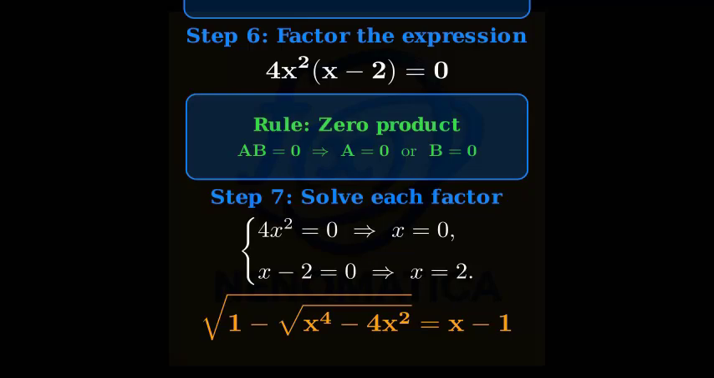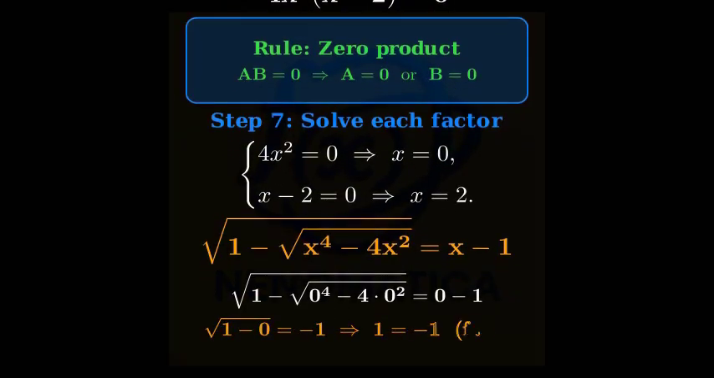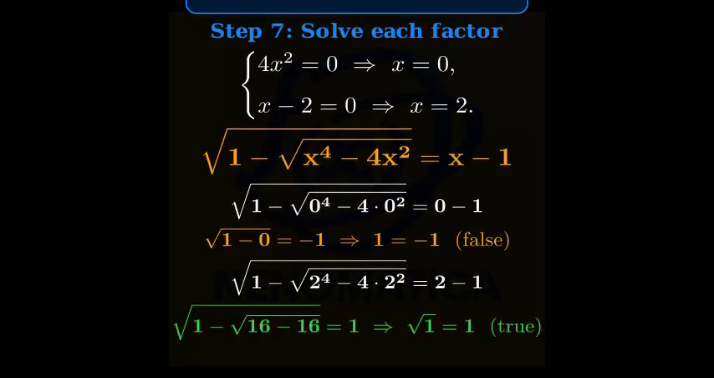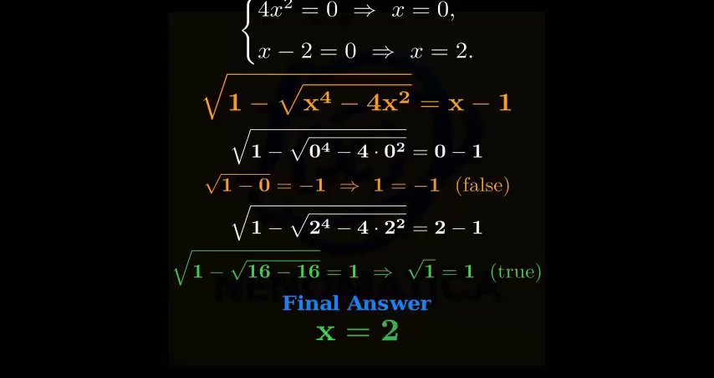Step 8. Check both candidates in the original radical equation to guard against extraneous roots. For x equals 0, the left side is the square root of 1, which is 1, but the right side is negative 1. So 0 is extraneous. For x equals 2, both sides evaluate to 1, so 2 is valid.